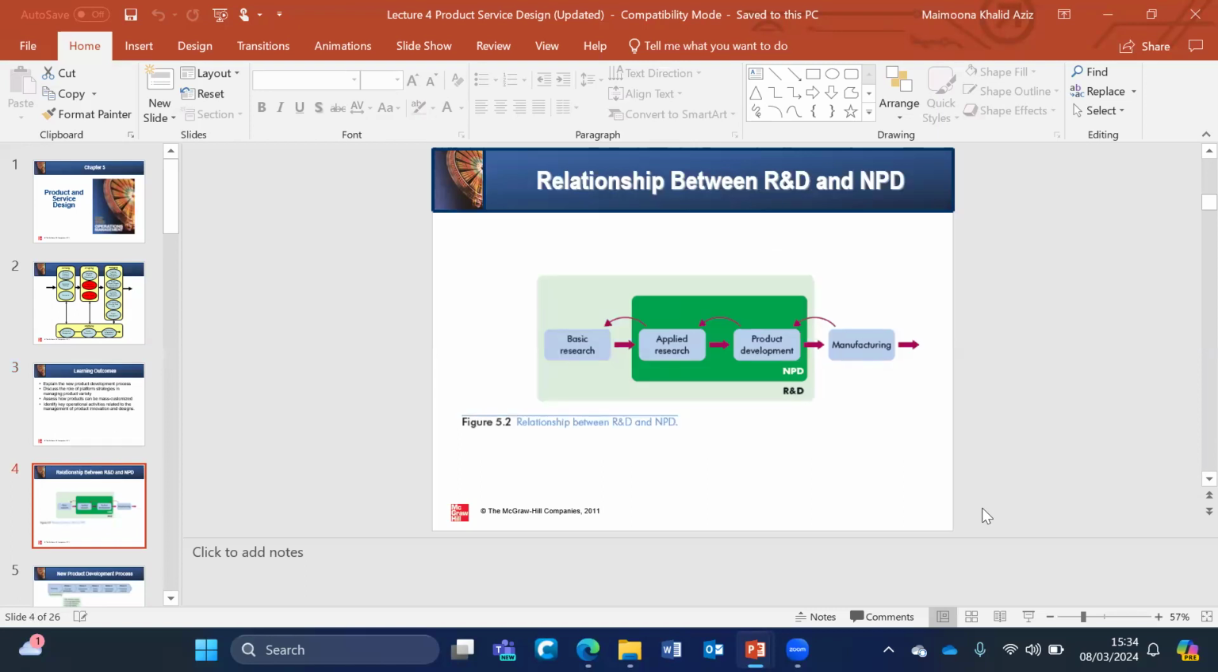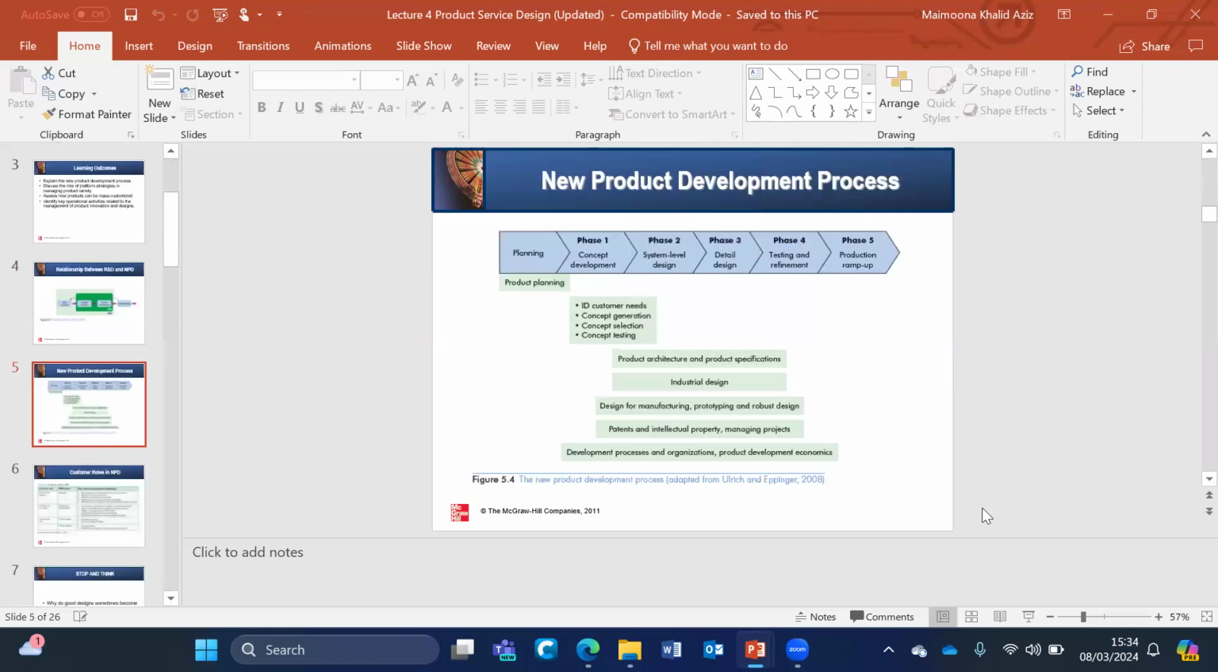So basically, the relation between R&D and NPD means that the R&D process ranges from the basic research, and then that research is refined, it is applied, and there is product development. And the new product development process starts from the second stage of the R&D process. So that means these two processes are very closely interrelated and dependent on each other. Then we can move to the new product development process.